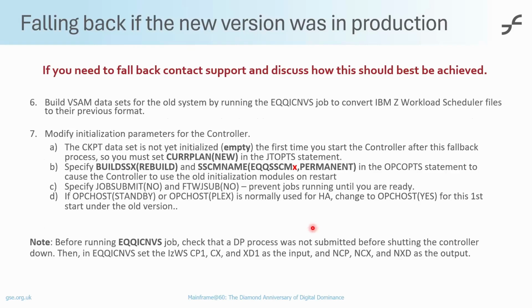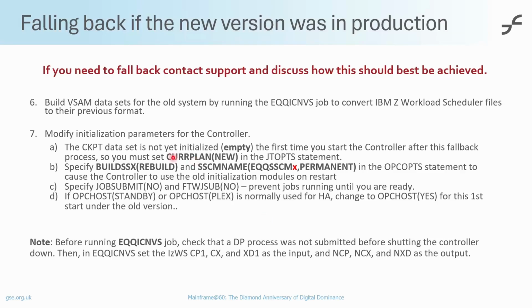So what you need to do now? You allocated your datasets, and now you need to run the conversion process from, let's say, 10.2 back to your previous version. So it's the same procedure we did before. And then you need to modify the controller parameter for the new initialization. So it's a kind of migration back to the previous version. So your checkpoint is empty.